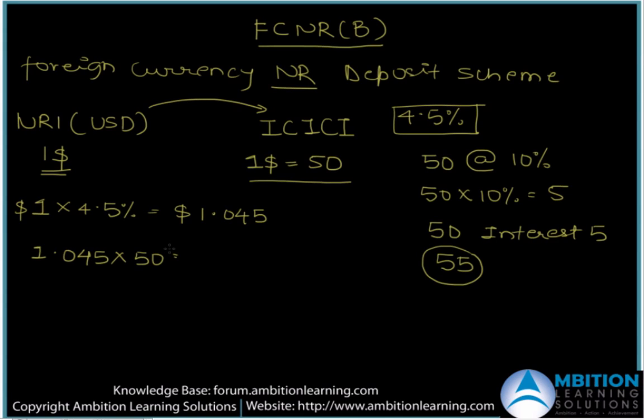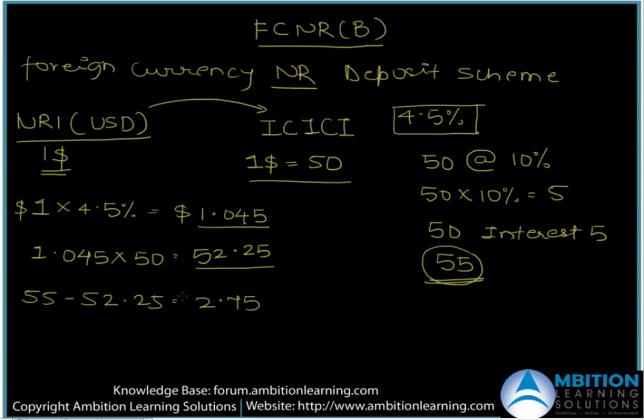Now at $1 equal to 50 rupees, how much is $1.045? At this particular current rate, $1.045 equals 52.25 rupees. Now ICICI Bank has 55 rupees. ICICI Bank will use 52.25 rupees to get $1.045, which will be given back to the NRI. Out of 55, we've already paid 52.25. The remaining 2.75 rupees is the income for ICICI Bank. Now, this is a very healthy situation where the bank is making money.